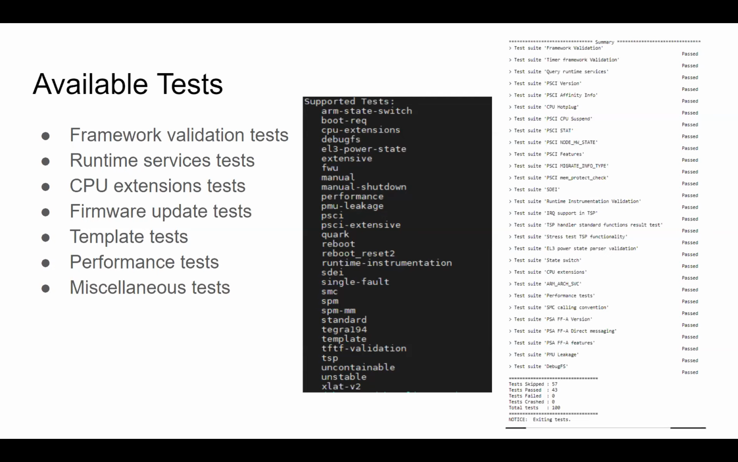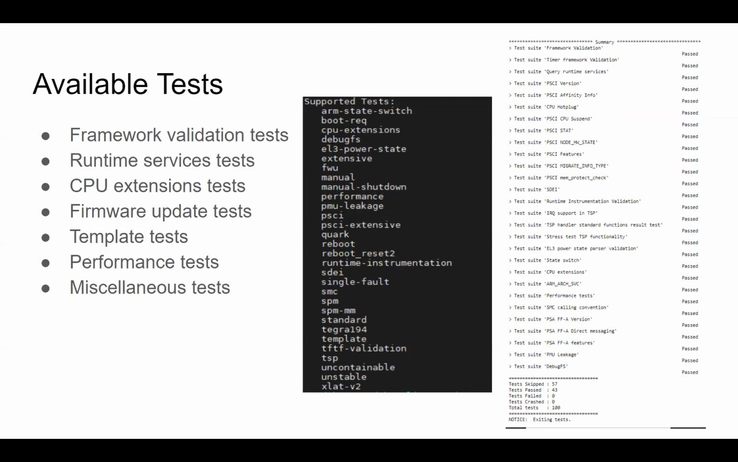So this would be the first step for any platform when they start to port it to their platforms and start testing. And then on top of it, depending on what you want to do, all the runtime services, PSCI, SDEI, and whatnot can be tested with the runtime services test suite. Then you can also test out all the CPU extensions that are supported by the architecture, as we talked about, the firmware update, and then there are other test suites for performance and some other tests in the miscellaneous test suite.